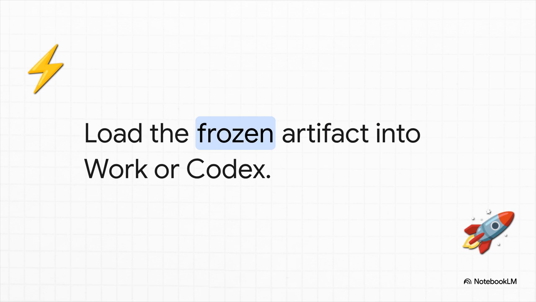Next up, step 3, execute. But listen closely. You don't do this in that original chat thread. You take that pristine, frozen task file and hand it over to ChatGPT Work or Codex. By loading only the frozen specification, you save a massive amount of input tokens because you are completely ditching all that back-and-forth exploratory chat history and all that accumulated context debt we talked about earlier.